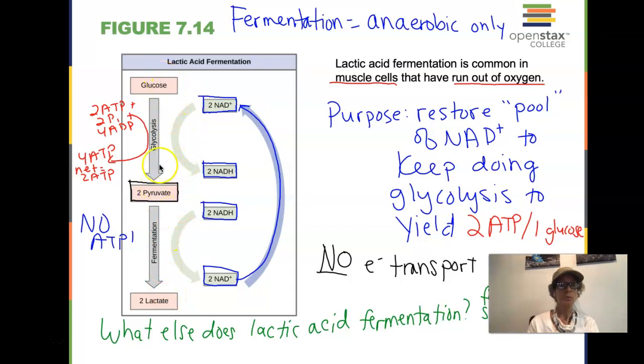Going from glucose to 2 pyruvate, NAD plus gets reduced to NADH. Going from pyruvate to lactate, the NADH gets oxidized to NAD plus. We don't make any ATP in the conversion of pyruvate to lactate. That means that any cell that is relying on lactic acid fermentation for energy production only gets its ATP during glycolysis, in the conversion of glucose to pyruvate. So the purpose of fermentation is not to produce lactate. Lactate is a waste product.